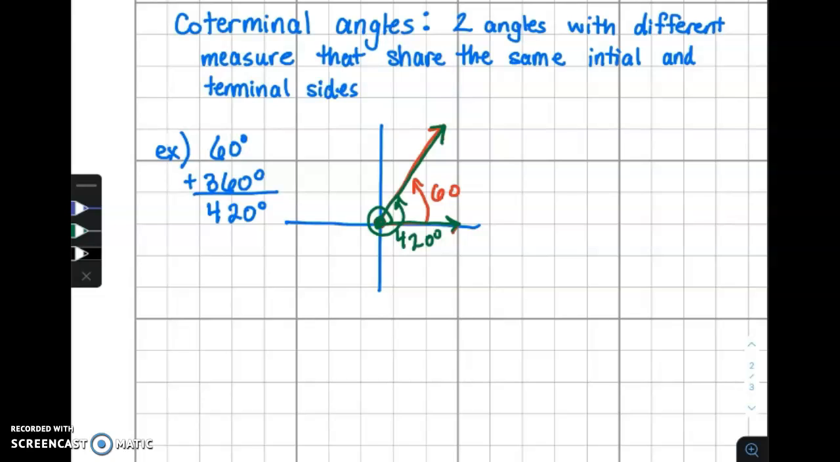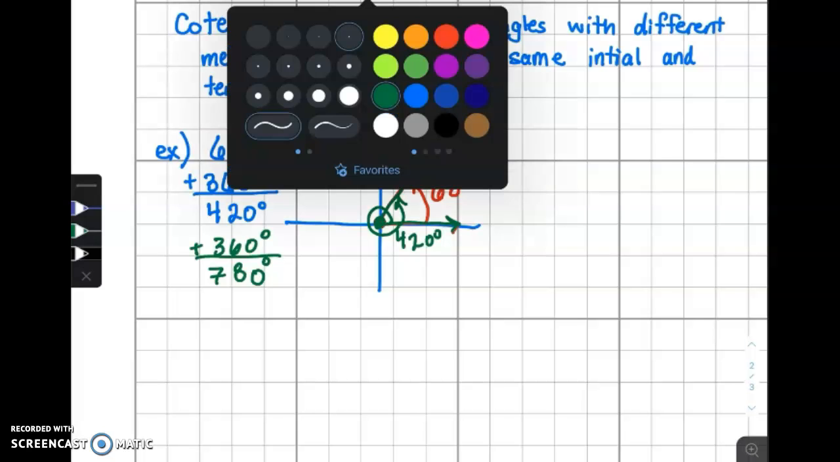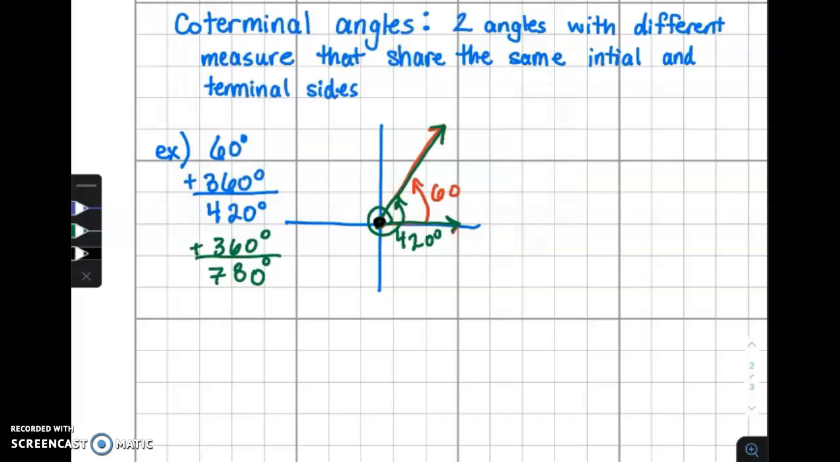Coterminal angles are infinite, so we can keep adding 360 degrees to get new coterminal angles. So I can get another positive coterminal angle by adding 360 degrees to that, and I get 780. So 780 is also coterminal because it starts at the same location, and it would rotate 360 twice and then go to 60 degrees, which ends in the exact same location.